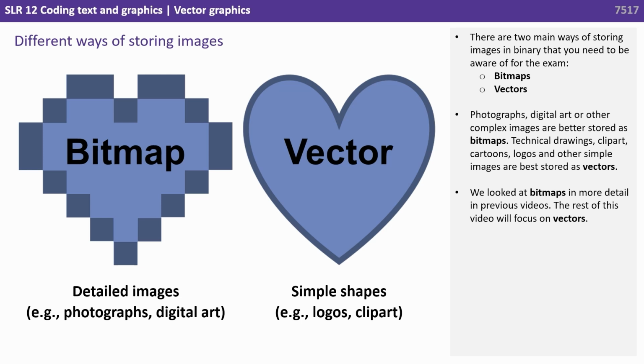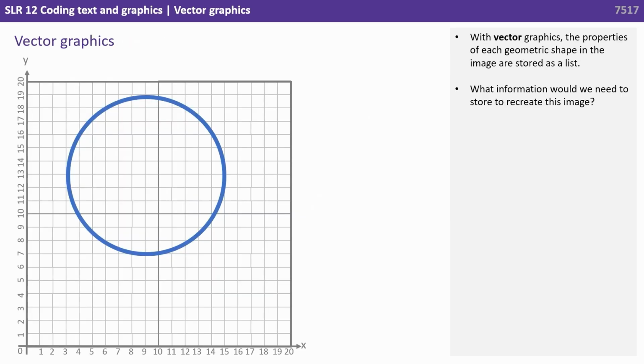Now, we looked at bitmaps in more detail in previous videos, so the rest of this video will focus on vectors. With vector graphics, the properties of each geometric shape in the image are stored as a list. So what information would we need to store in order to recreate this image of a blue circle?